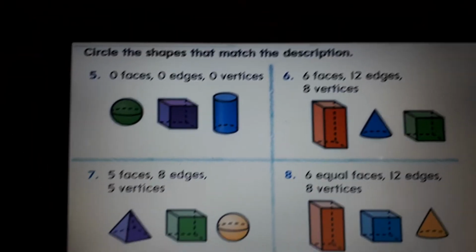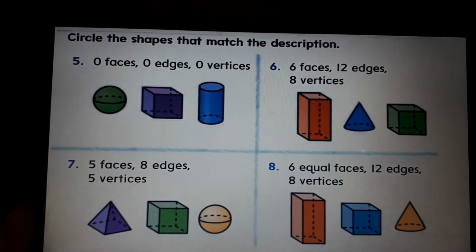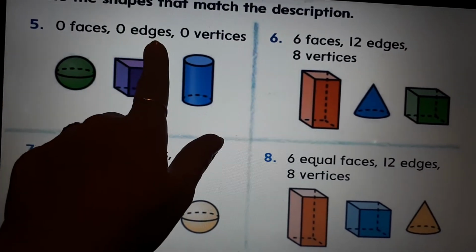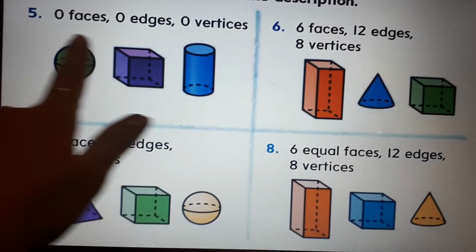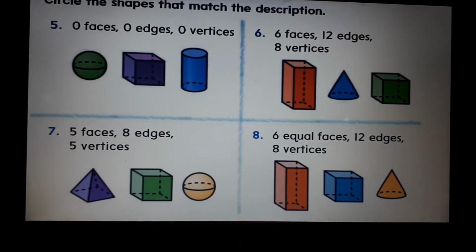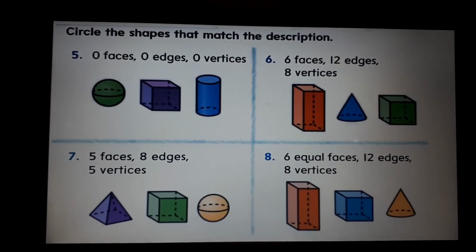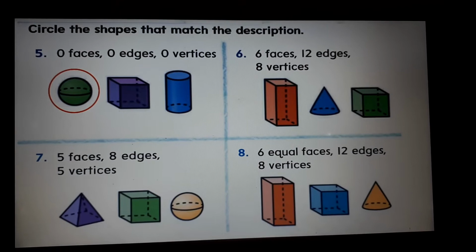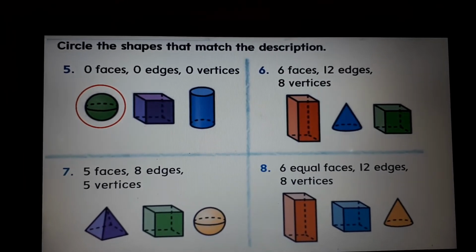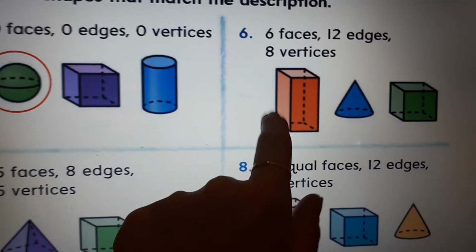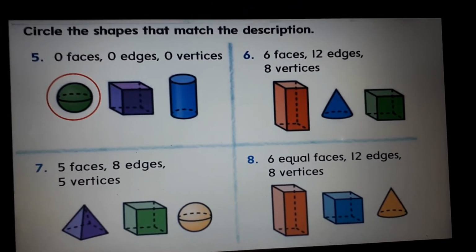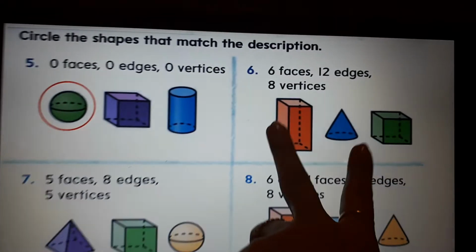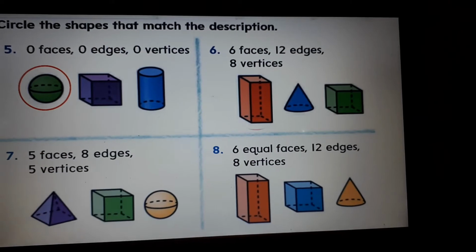Now, circle the shape that matches each description. 0 faces, 0 edges, 0 vertices. You see, all are zeros. Which one? Sphere, cube, or cylinder? Yes, it is sphere. 6 faces, 12 edges, 8 vertices. Here, they didn't mention that we have equal faces. So here I have 2 shapes to circle.